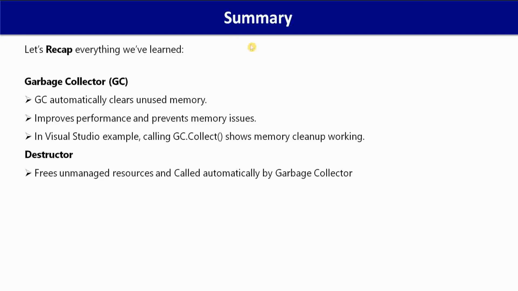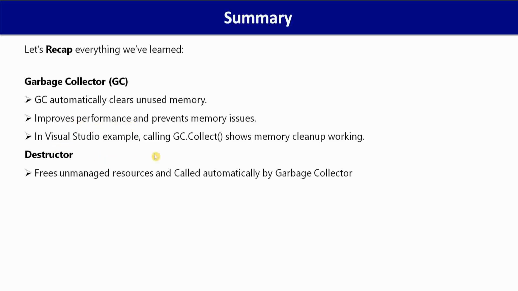Next is the summary. Let's revise what we learned today. First one is the garbage collector, GC. GC automatically clears unused memory. GC is automatically called by the CLR, and it removes the unnecessary objects which are not going to be used further. So it improves the performance and prevents memory issues, by removing the unnecessary space.